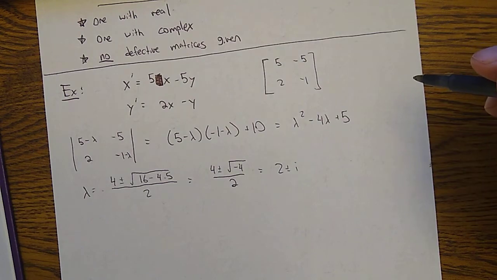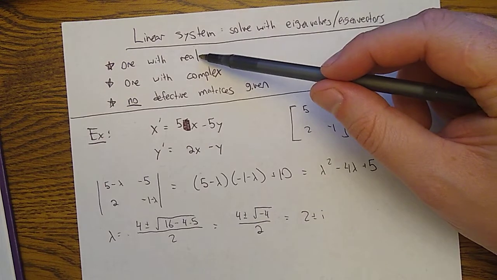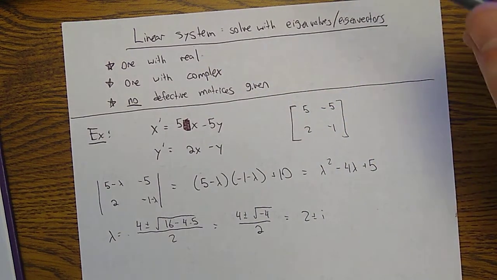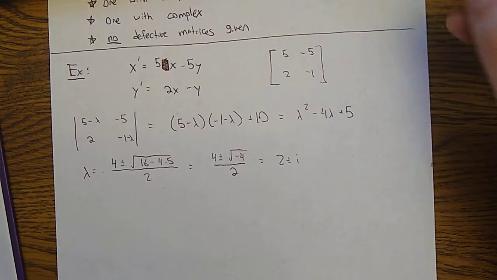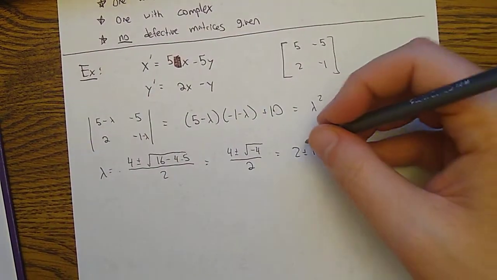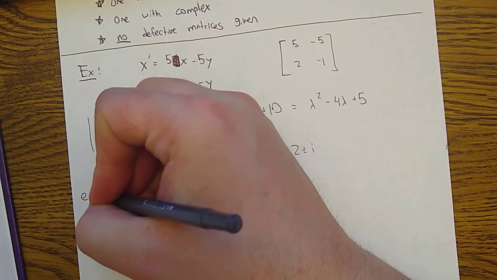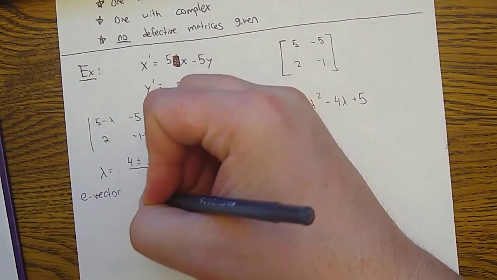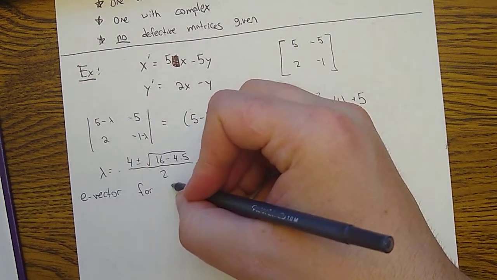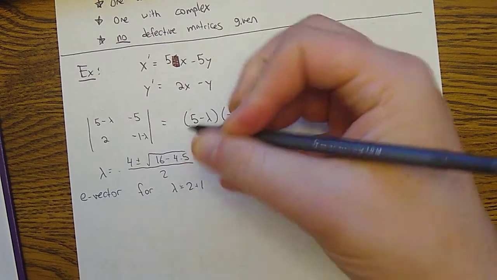I figured for the example I would do a complex one, because probably everybody knows what to do when everything is real. So I thought I would do the harder version. Okay, so let's find an eigenvector for, say, 2 plus i.